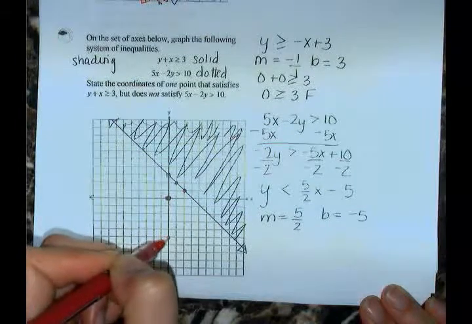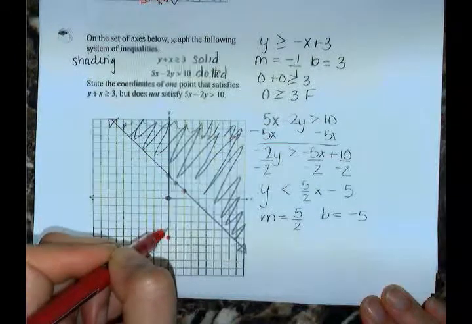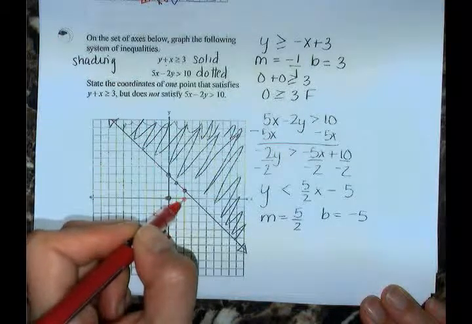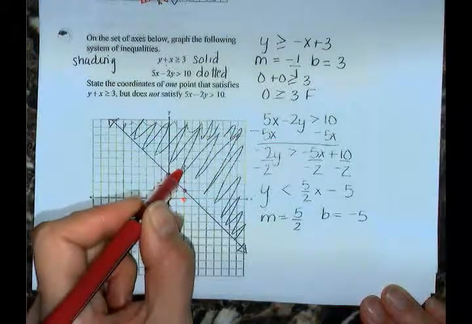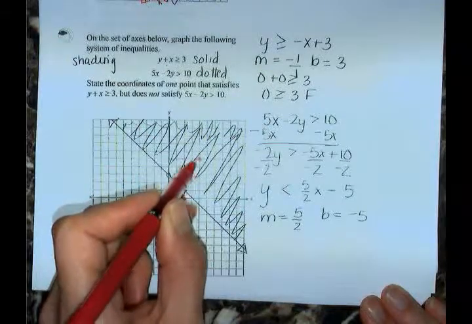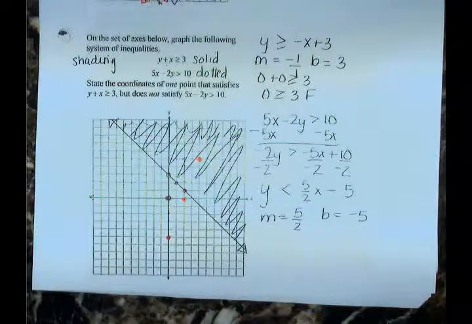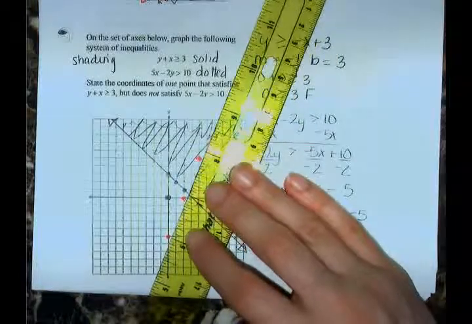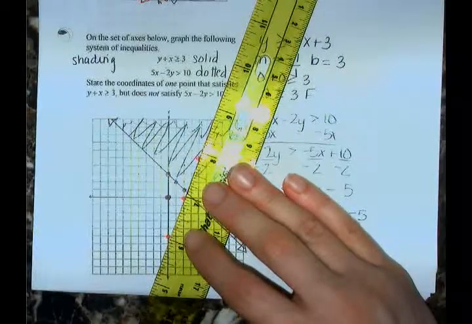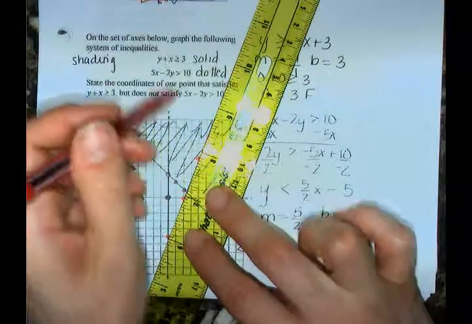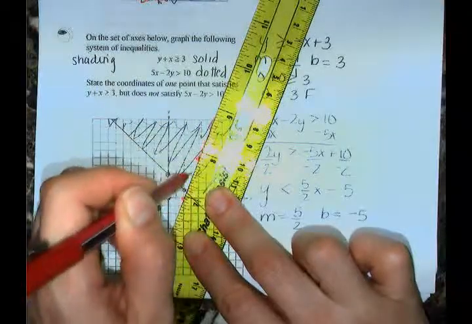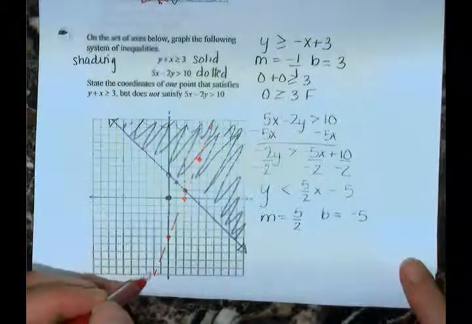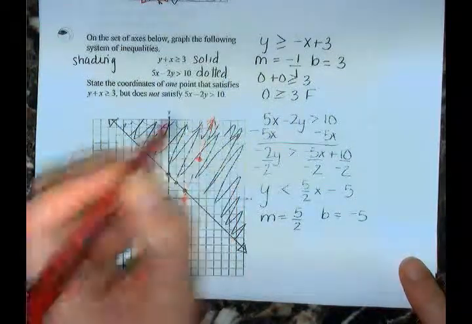And to get to our next points, we're going to move up 5. 1, 2, 3, 4, 5. To the right 2. 1, 2, 3, 4, 5. To the right 2. And remember that this is just a greater than, so it's going to be a dotted line. Again, making sure that it goes the entire length of that graph.